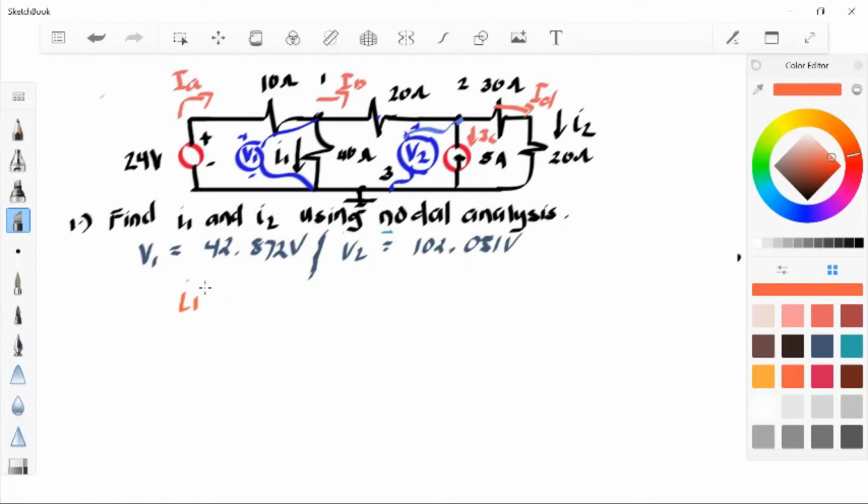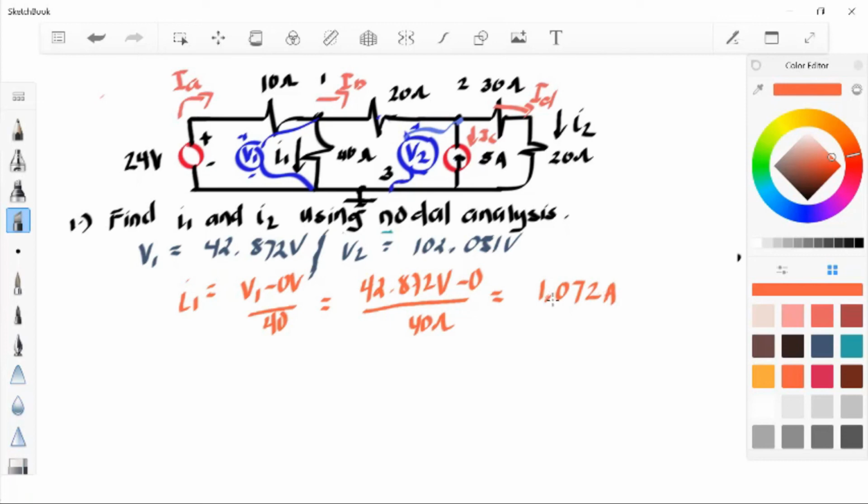I1 is equals to V1 minus 0 volts divided by the total resistance in the branch, which is 40 ohms. Therefore, that is equals to V1. What is V1? 42.872 volts minus 0 divided by 40 ohms. That is equals to 1.072 amps.